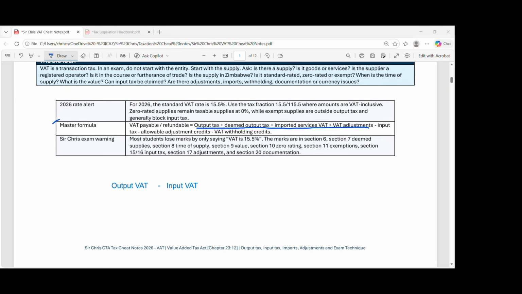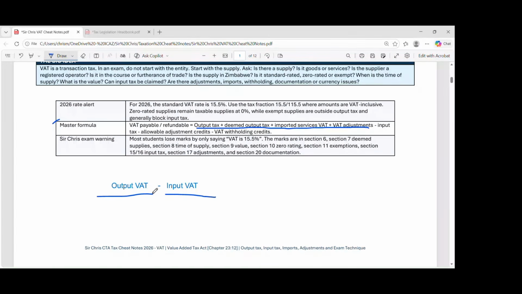Is there output? Then the other leg is input. So first it's output. Your output arises from your section 6, from your section 7, from section 13, and from your section 17. Take those.